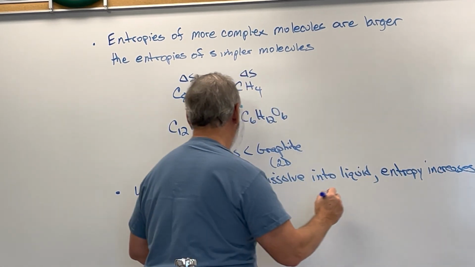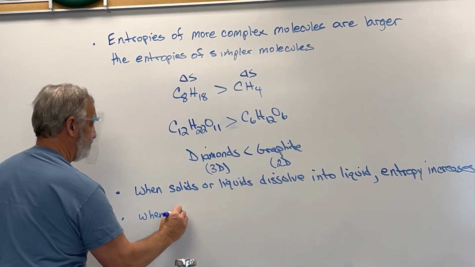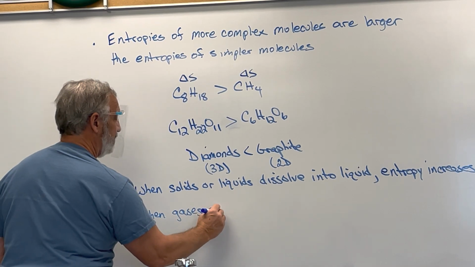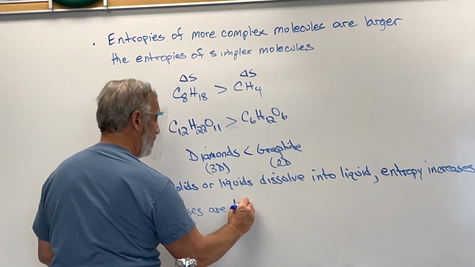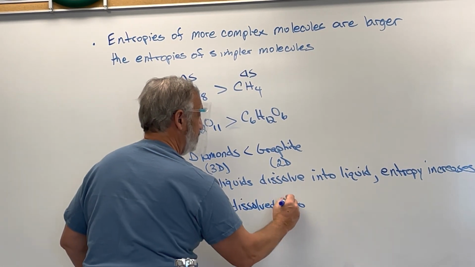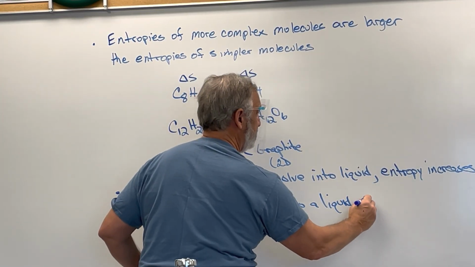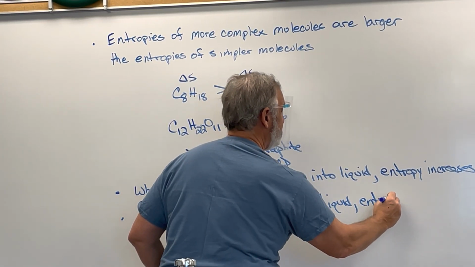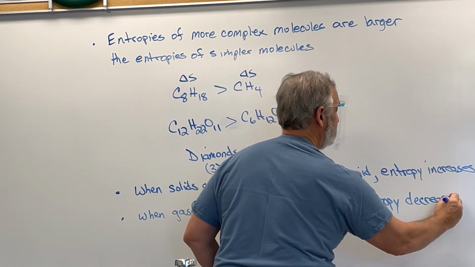But what about if you dissolve a gas? Gases are dissolved, like CO2 in water. Gases are dissolved into a liquid. What happens to entropy? It's going to decrease because the gases are losing randomness.